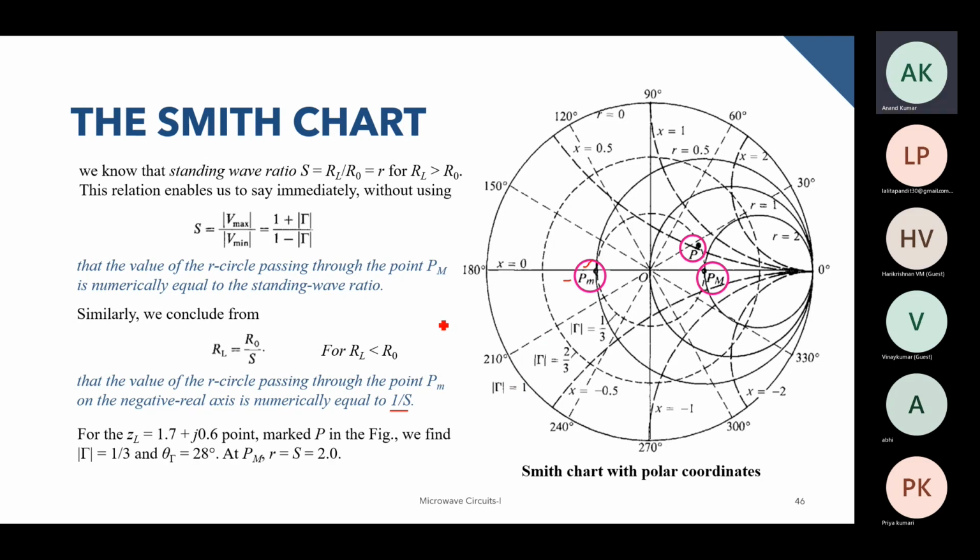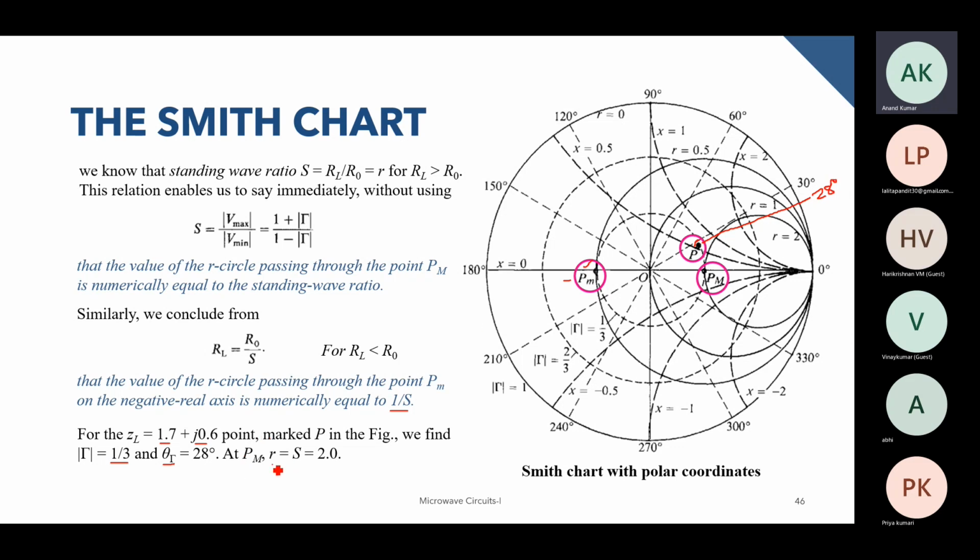So fairly straightforward. Let's take an example. For example, if we had ZL equal to 1.7 plus j0.6. So this particular point that we calculated in the previous slide, we mark the point P. We find that this particular circle has a radius of gamma equal to 1/3, and the reflection coefficient angle is 28 degrees. So we extended this line and we found out that this particular line is 28 degrees.